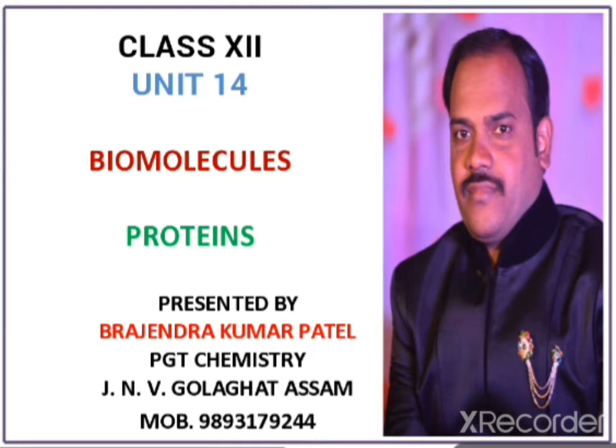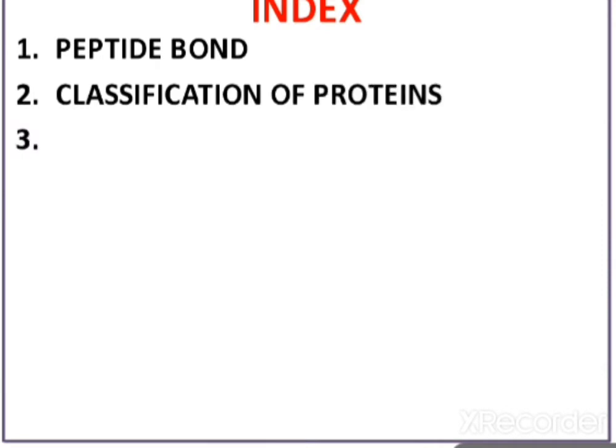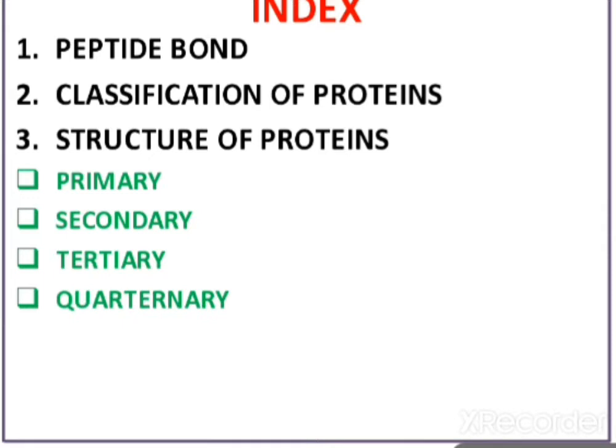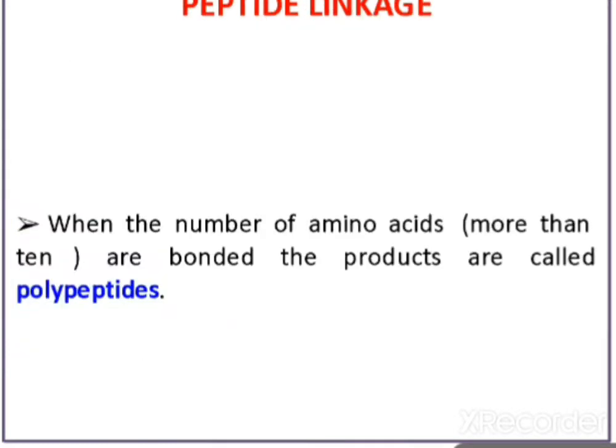Students, in today's session, we will discuss proteins, their properties, their structures and types of proteins. This is for unit number 14, biomolecules. So let's start. In today's session, we will discuss the peptide bond, classification of proteins, and structures of proteins. These structures are primary, secondary, tertiary and quaternary structure, and after that denaturation of proteins. So let's start. First we will see the peptide bond or peptide linkage.